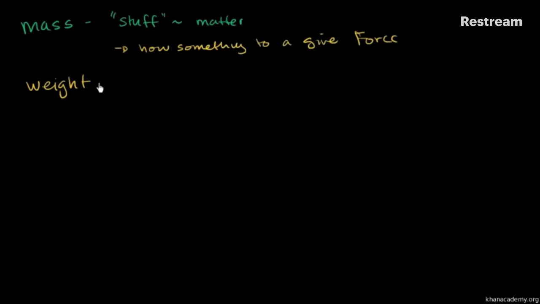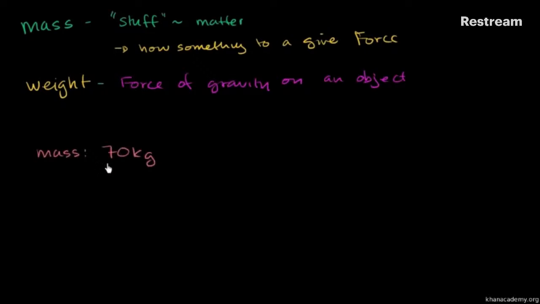Now weight is the force of gravity on a mass or on an object. And just to think about the difference here, let's think about myself sitting on Earth. If I'm on Earth, my mass is 70 kilograms. There's 70 kilograms of stuff that constitute Sal.